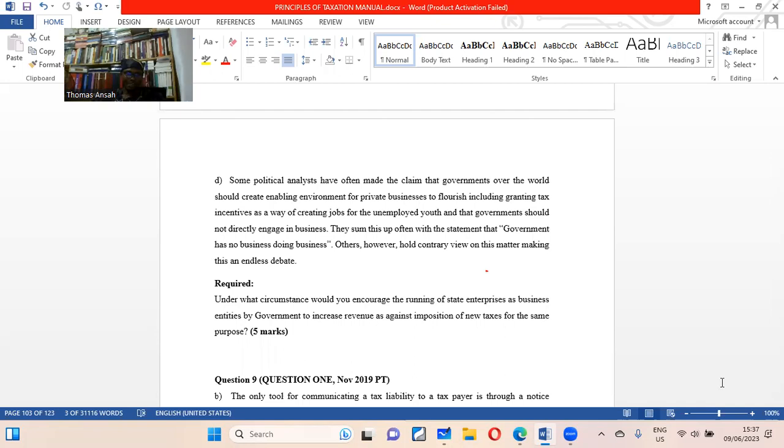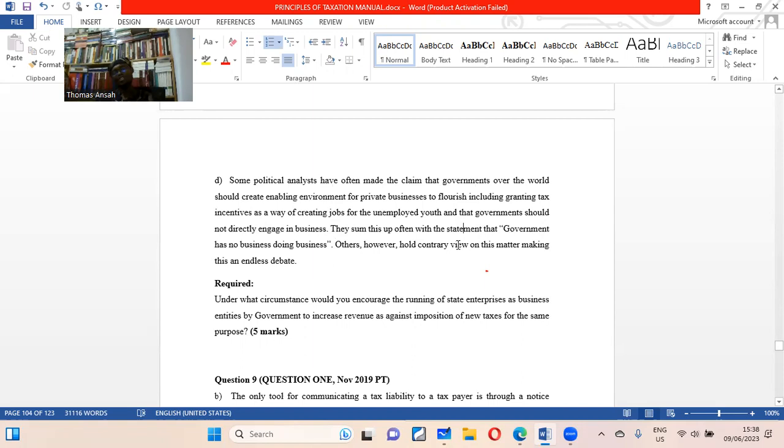but it says some political analysts have often made the claim that governments all over the world should create an enabling environment for private businesses to flourish, including granting incentives as a way of creating jobs for unemployed youth, and that government should not directly engage in businesses. They sum this up with the statement that government has no business doing business. Others, however, say no, the government has to do business.